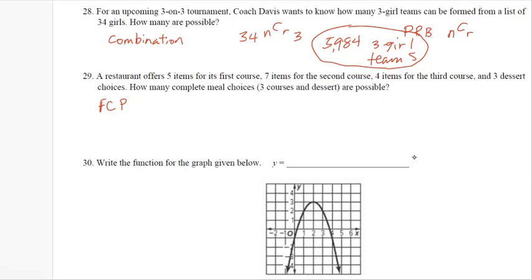The fundamental counting principle says you take the number of choices from each category and you multiply those numbers together. So pretty easy: 5 times 7 times 4 times 3. Go into our calculator, and that's 420 meal choices.